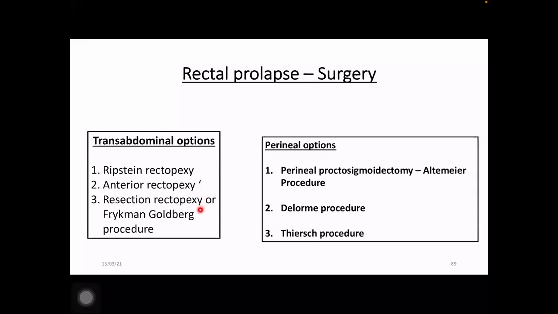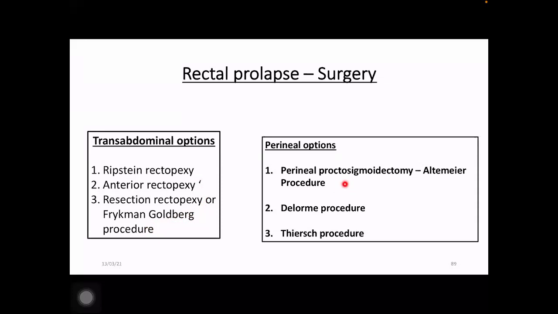Resection rectopexy, or Frickman-Goldberg procedure, is the procedure you do when the patient has constipation as a significant complaint and has a redundant sigmoid colon. So with a redundant sigmoid colon and constipation significant in the history, you go ahead and do a resection rectopexy or Frickman-Goldberg procedure. Fine. These are the three transabdominal options. The transabdominal option is the best for rectal prolapse surgery because it has the least recurrence rate.